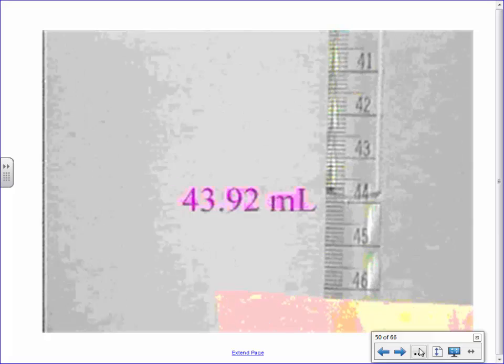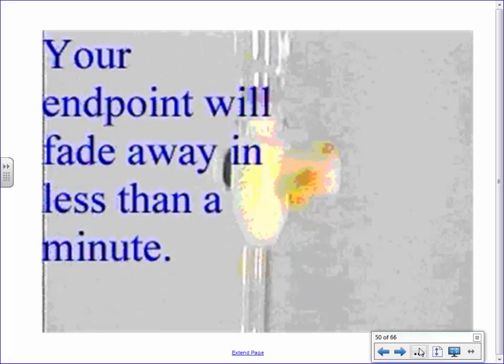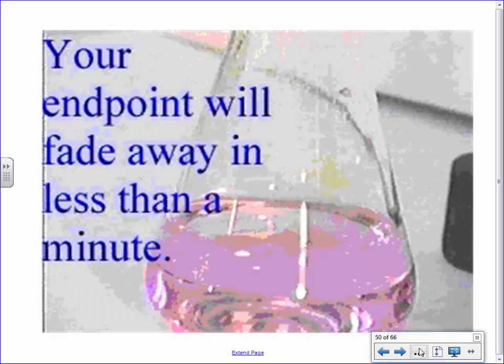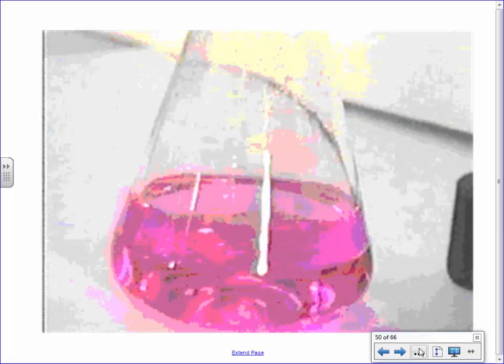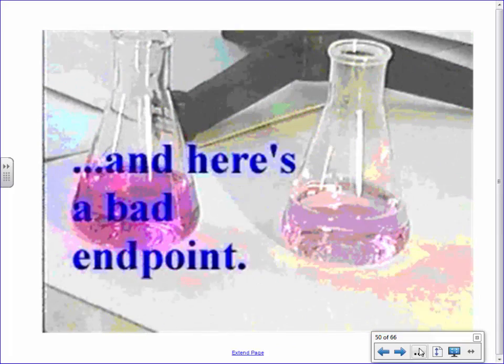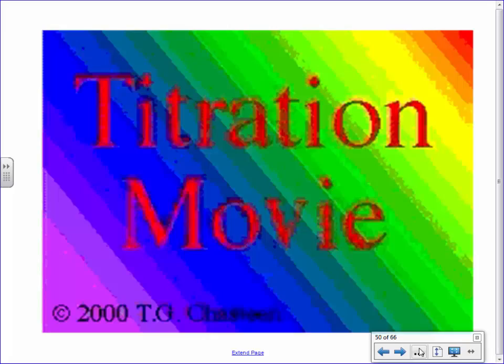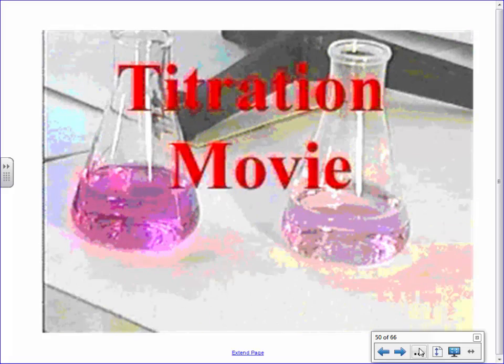Well, eventually it will reach a point, we call this the end point, where it no longer turns clear anymore, and it will stay pink like that, which then means that all of the acid in the bottom of your flask has finally run out. And what you're hoping for is just a very faint pink solution. So let me try it one more time from the top here.